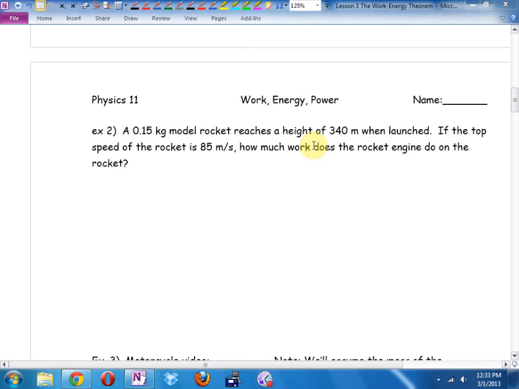Now, I do see a distance there, 340 meters, and I could say that the force was mg gravity, but I'm also seeing a speed there. See it? A change in speed. I don't think I want to use the force times distance one, because I don't think that's all the work that's being done. Oh, work is also the area underneath the graph. Do you see a graph? No. You know what? Work is change in potential plus change in kinetic.